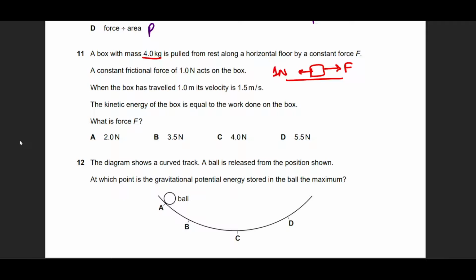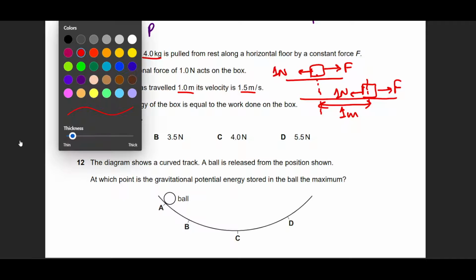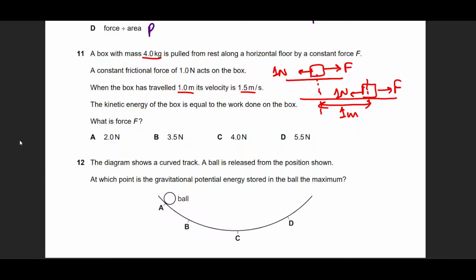When the box has traveled 1 meter, its velocity is 1.5, which means that the box currently is at this location. But wherever we are talking about is this current position, the force is still acting on it, the force of friction is still acting on it, but it has moved a distance from the starting point to the ending point, a distance of 1 meter. So one thing is clear, whatever work was done, whatever energy has been spent, some of the energy had to be spent for friction, because friction is removing energy from the system.